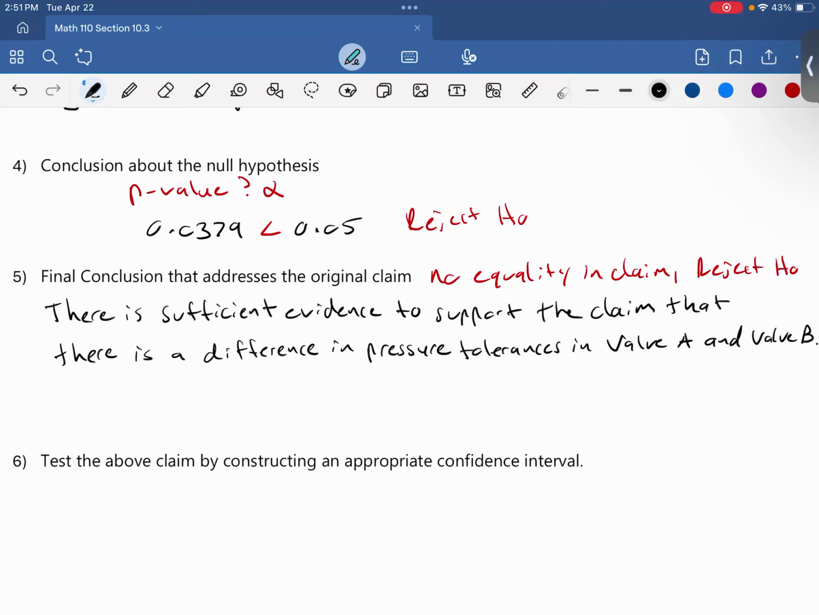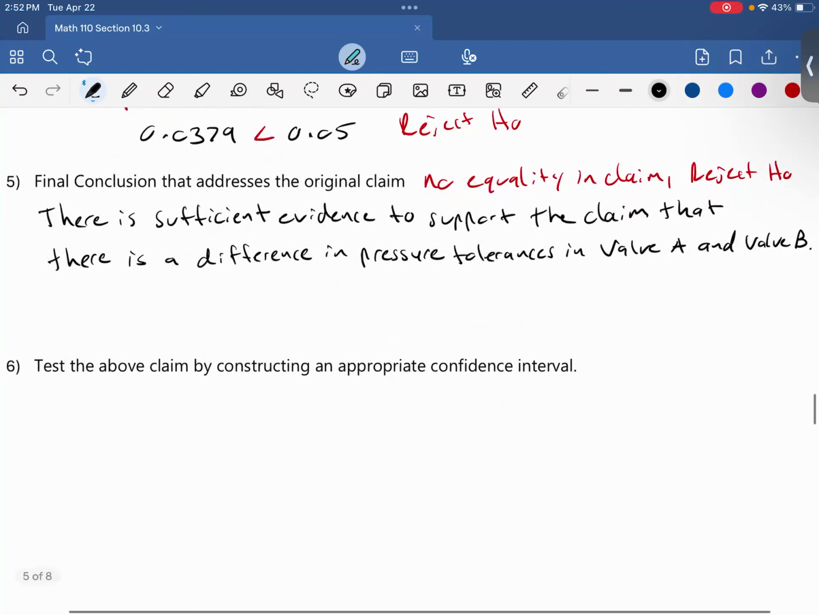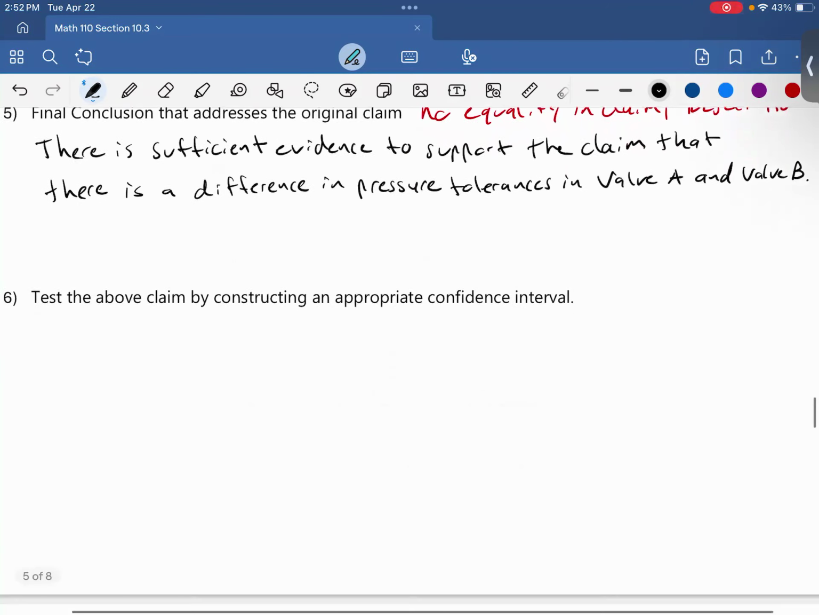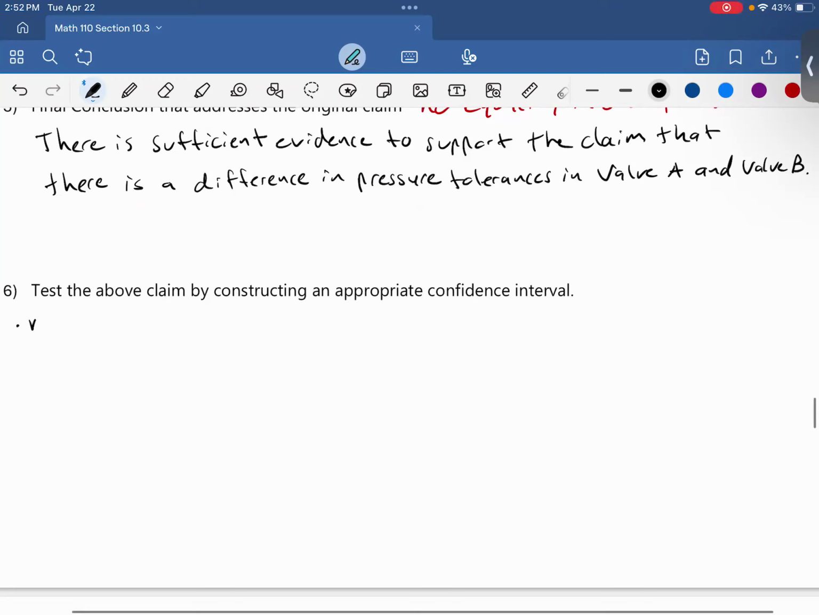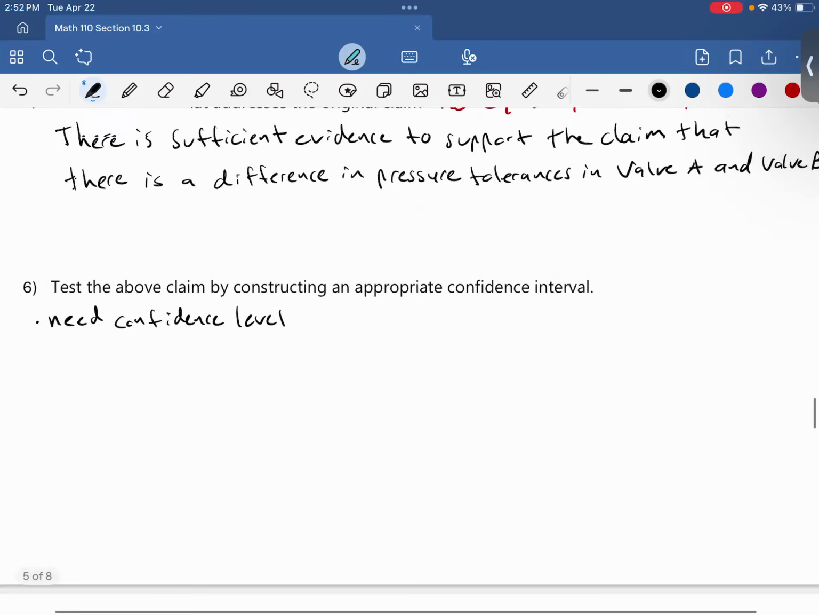Now we need to construct a confidence interval, so we need to verify our results. Once again, with the confidence interval, we're not given a confidence level, so we need to get one. Need a confidence level.